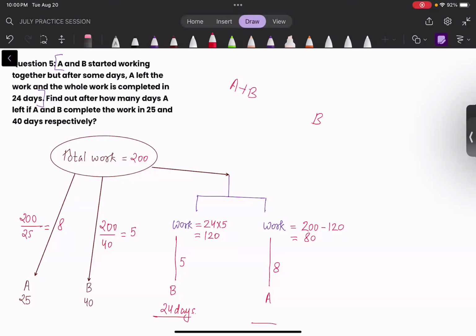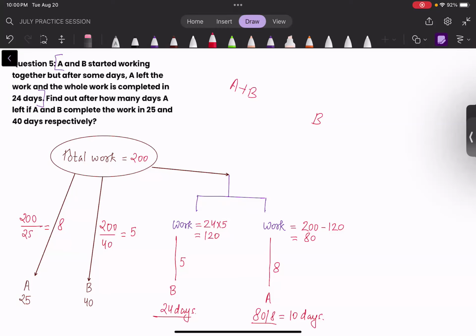A solves 8 questions per day. How many days will you take to complete? 8 questions per day. 80 questions. 80 by 8. That means 10. So my dear, A has worked for 10 days, then he left. Understood?